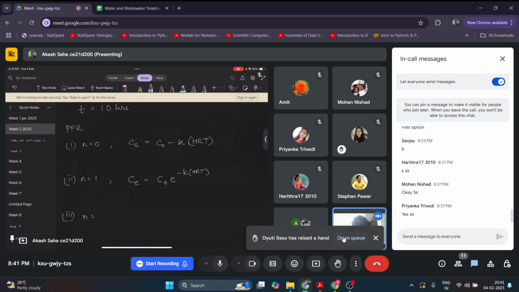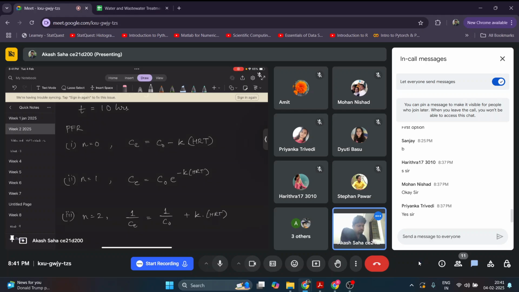For the second order reaction, it is 1 by CE is equal to 1 by C naught plus K into HRT. Okay. So these are the known equations. So now we will just simply put and see.